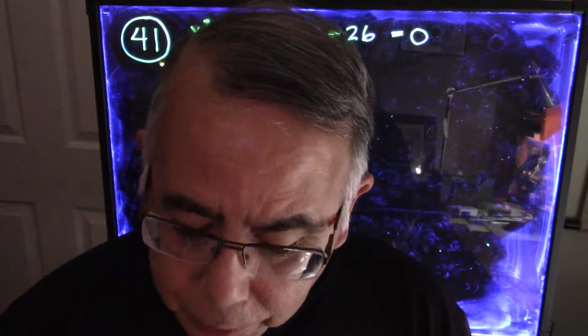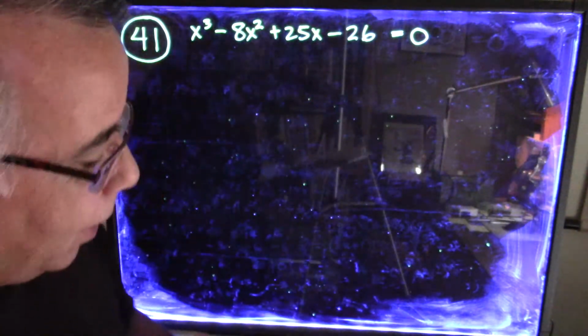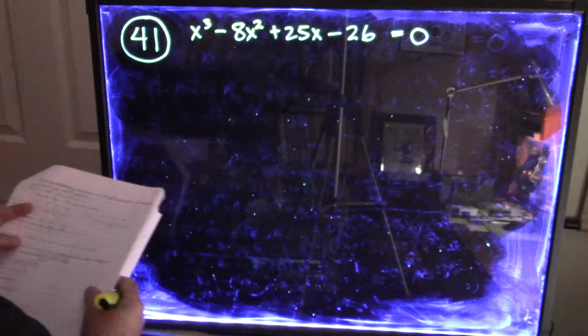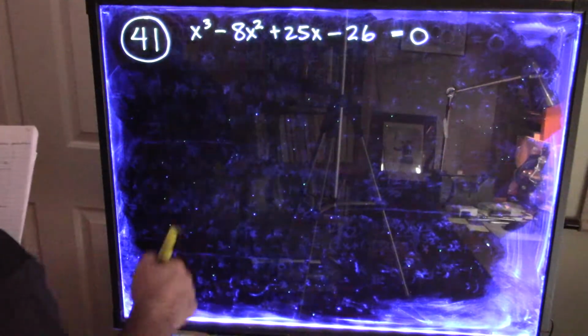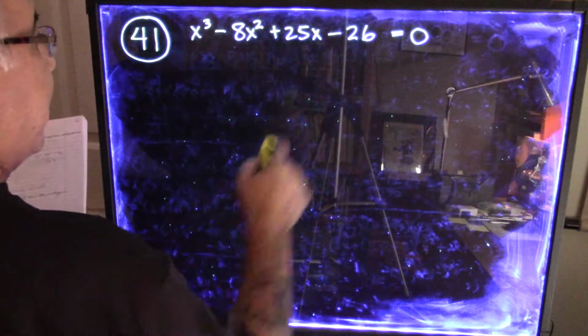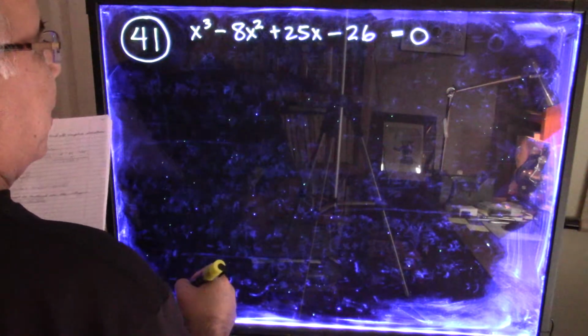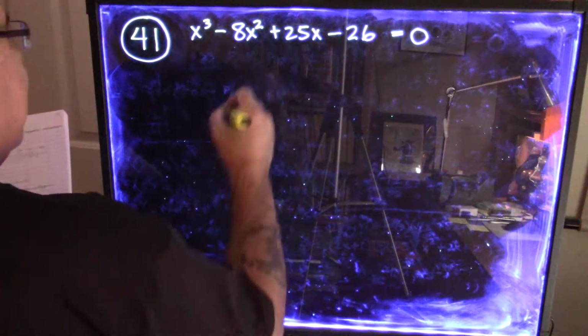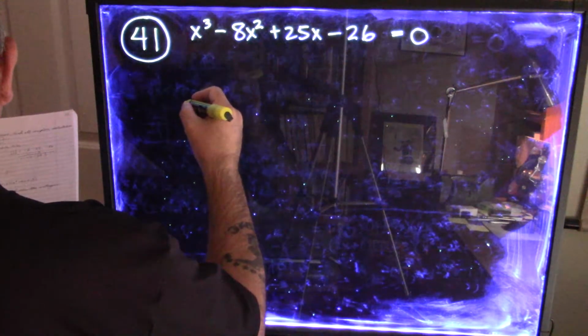Number 41. For the following exercises, find all complex solutions, real and non-real. Of course, real numbers are a part of the complex number system. So real and non-real numbers form the complex numbers. So here's our equation. It's got a leading coefficient of 1, so all we have to do is consider the factors of negative 26. It really doesn't matter the sign because we're going to use both signs anyway.